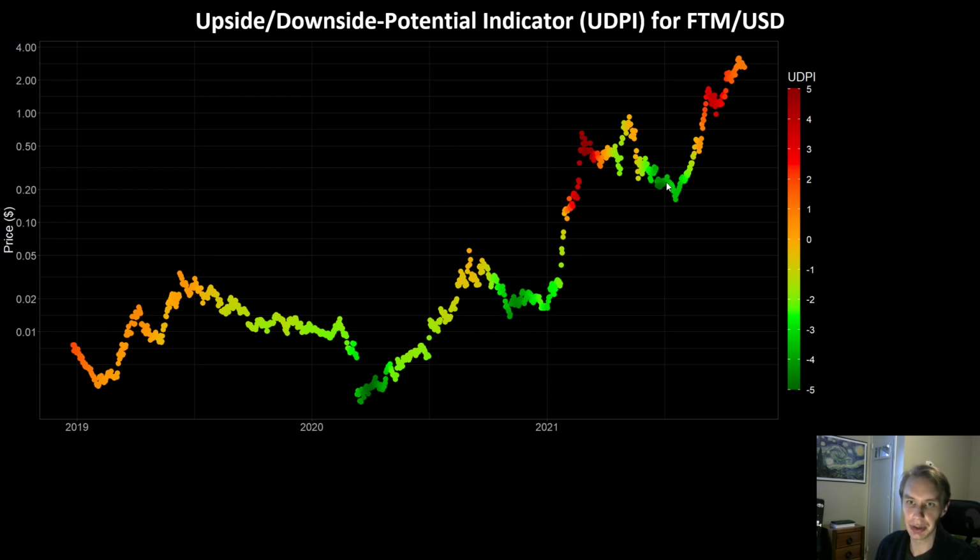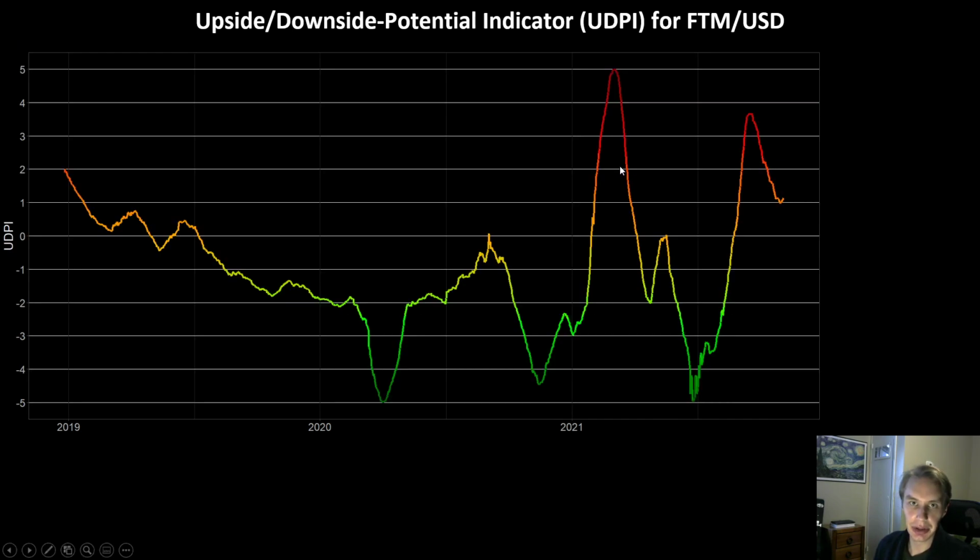The data was suggesting this was actually a historically great time to be acquiring FTM, and then indeed, off to the races we went. Anyone who bought Fantom back here, down around 20 cents, is pretty happy with the outcome, now that we've more than 10x'd the value of the token since that point in time.